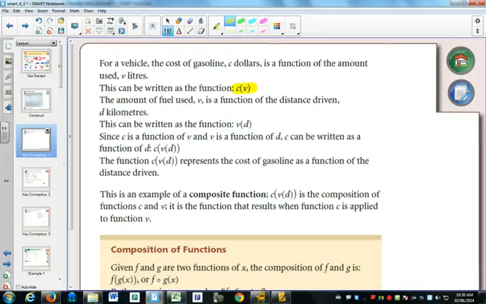But the volume that you use is also based on how far you drive, the distance you go. So volume can be seen as a function of distance. The farther you drive, the more liters you're going to use up. Putting those together, it's pretty obvious that the farther you drive, your cost will also be affected. Because the farther you drive, the more gasoline you use, and the more it costs to buy it, then you've got a composite function.